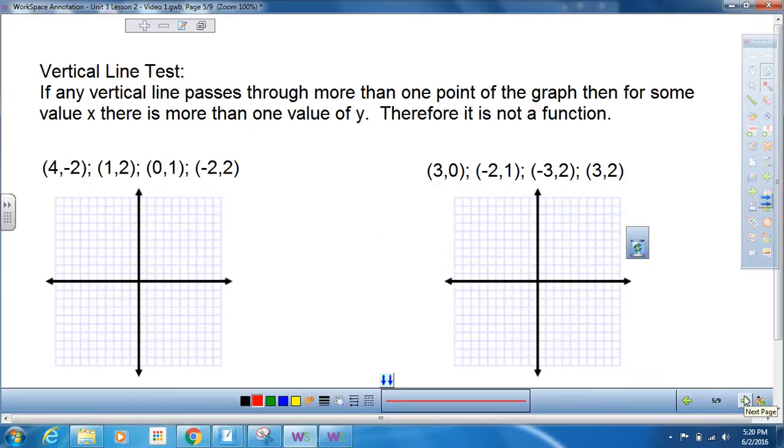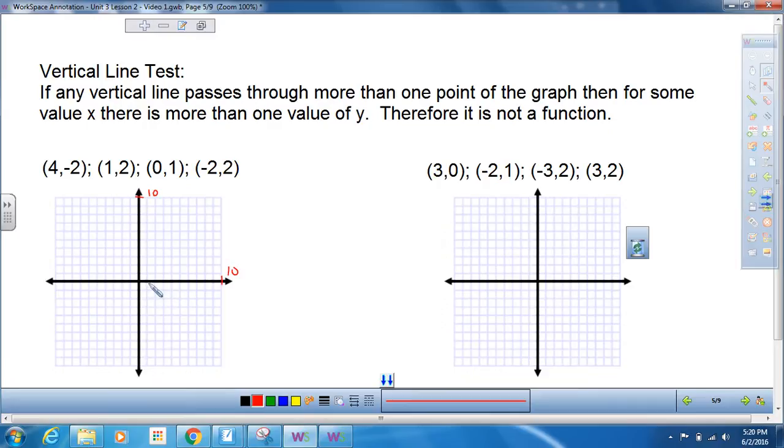Another way to tell if something's a function is the vertical line test. The vertical line test says if any vertical line passes through more than one point of the graph, then for some value of x, there is more than one value of y. Therefore, it is not a function. So what we do is we go ahead and graph these points. This is a 10 by 10 graph. Mark that so we know our scale.